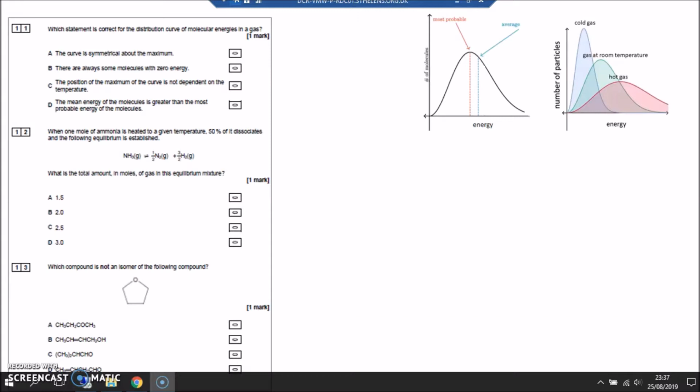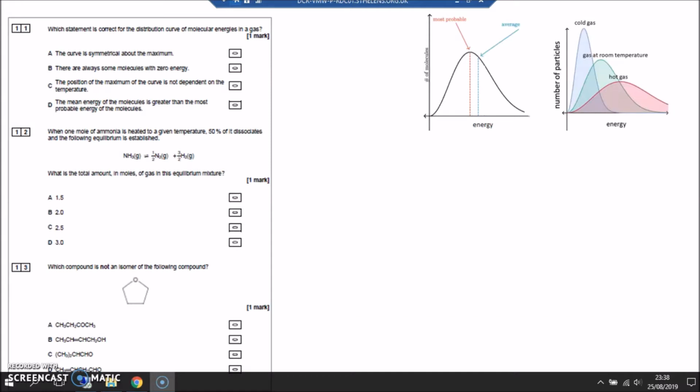And then I've got three different curves for cold, medium and hot. Notice for the cold gas, the peak, the most probable energy, is to the left of the medium curve peak, which is in the middle in energy, and the hot gas is to the right. Notice for a cold gas the peak is higher, and at a medium temperature the peak is lower, so the area underneath the curve stays the same each time.